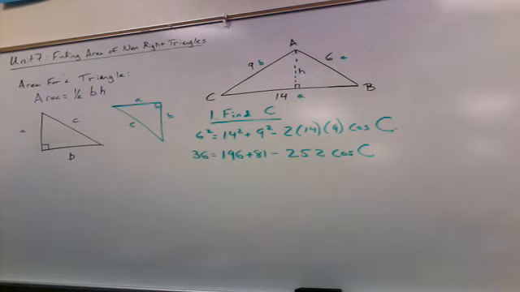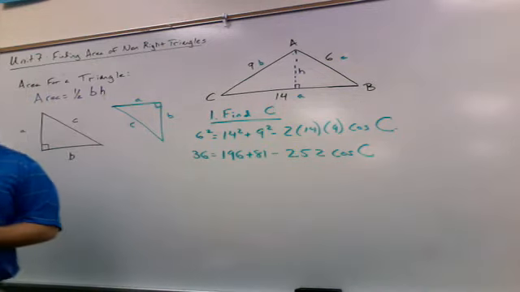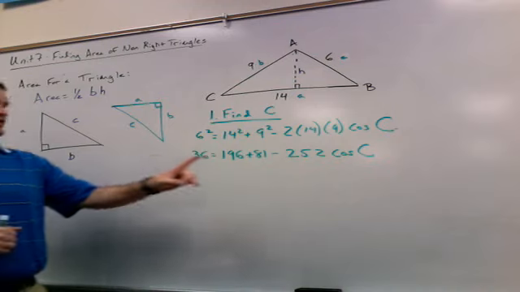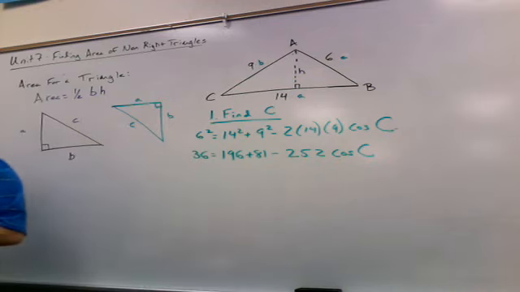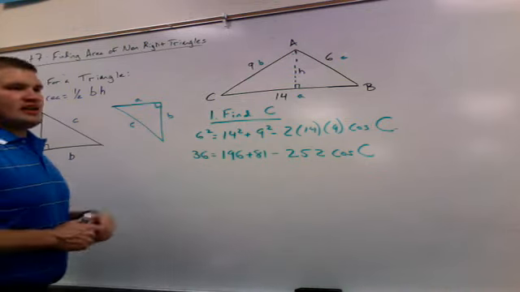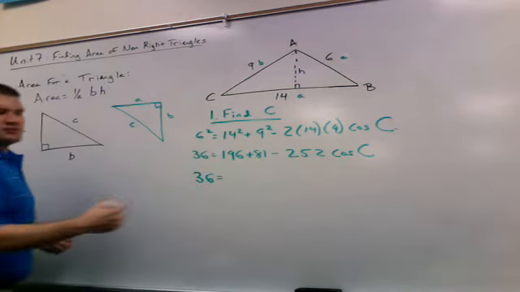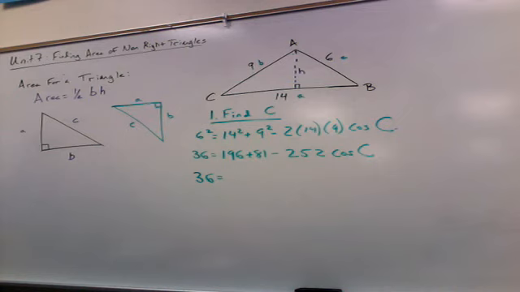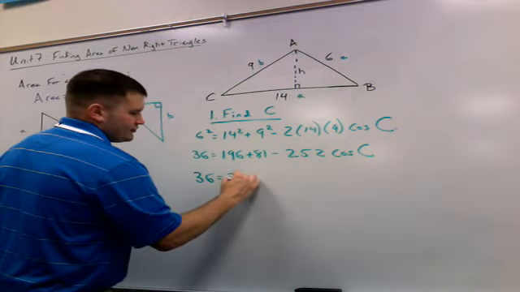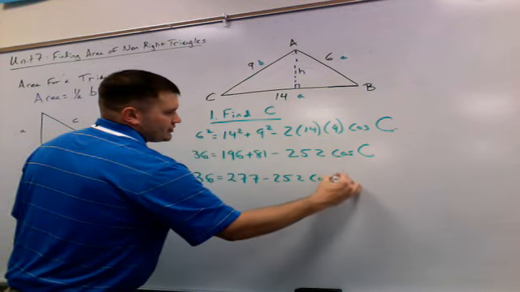Now here, like I said the other day, this is where we make our mistakes, right? We combine the wrong things. Can I combine the 252 with the 196 and the 81? No. So what things can I combine right now? 196 and 81, right? So we get 36 equals 277, good, minus 252 cosine C.